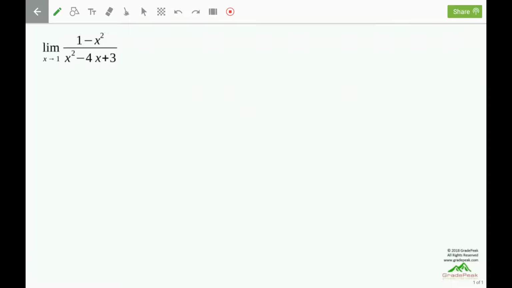Limit as x goes to 1 of (1 minus x squared) over (x squared minus 4x plus 3). The first thing we're going to do is try plugging 1 in for the x's. In the numerator we'll have 1 minus 1 squared. In the denominator, 1 squared minus 4 times 1 plus 3.